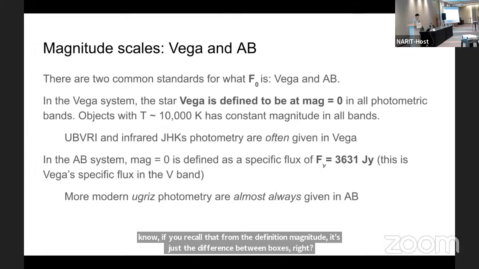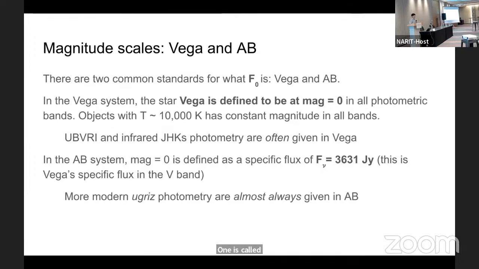One is called the Vega magnitude system. In this system, we just define the star Vega in the constellation Lyra, if you've seen it in the summer, beautiful, to be at magnitude 0 in all bands. So that's the Vega system. Whatever the flux of Vega is in that band, that is magnitude 0.